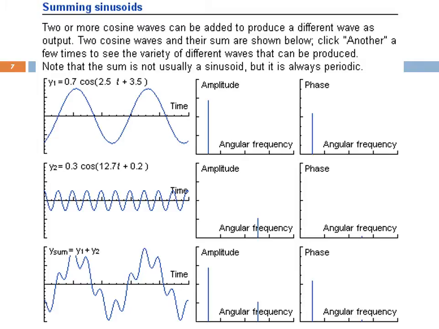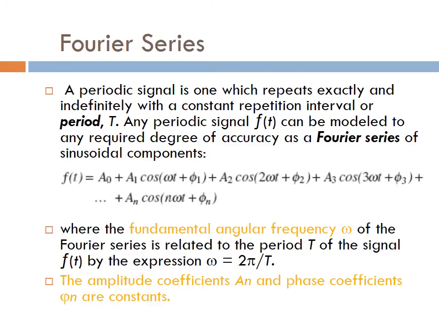To generalize with the following rule, we can say that a periodical signal is one which repeats exactly and indefinitely with a constant repetition interval or period T. Any periodical signal f(t) can be modeled to any required degree of accuracy as a Fourier series of sinusoidal components, where the fundamental angular frequency of the Fourier series is related to the period by the well-known function omega equals 2 pi over T, or equals 2 pi f.